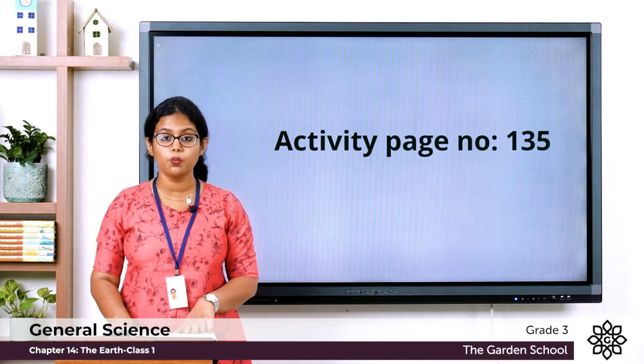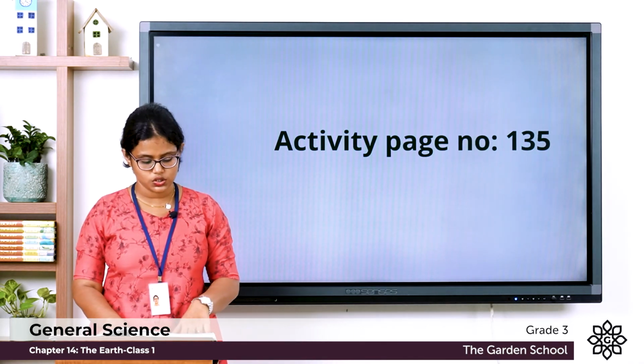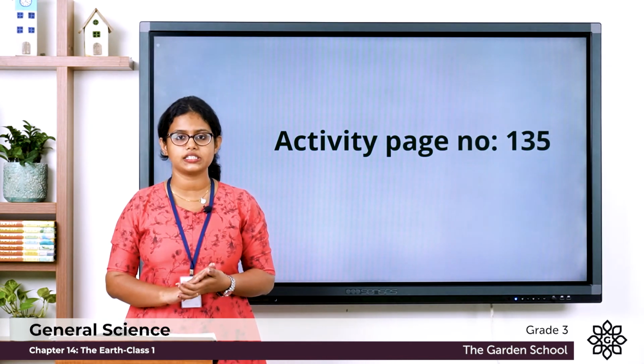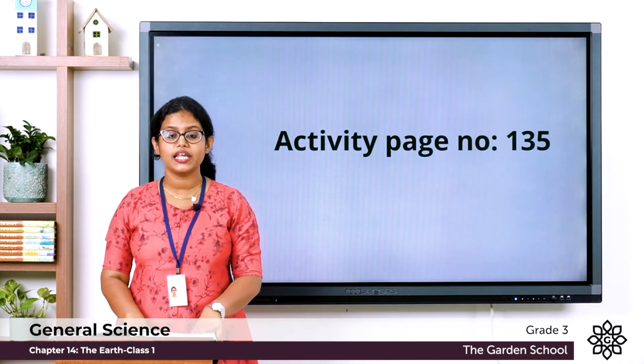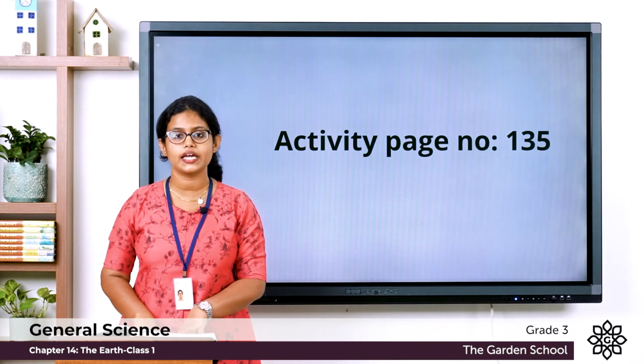The earth has more water than land, or land than water. So the earth has more water than land. So that is the right answer. The second one, the layer of air that surrounds the earth, we call it as atmosphere.